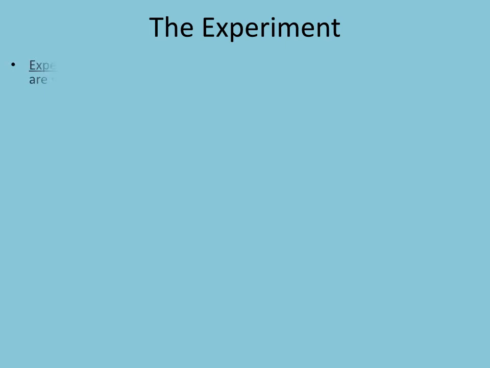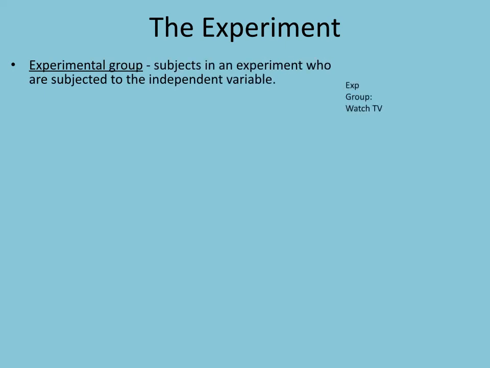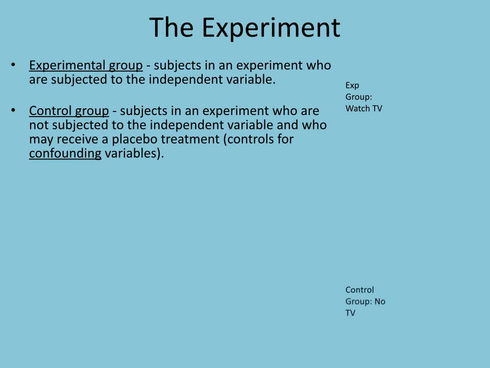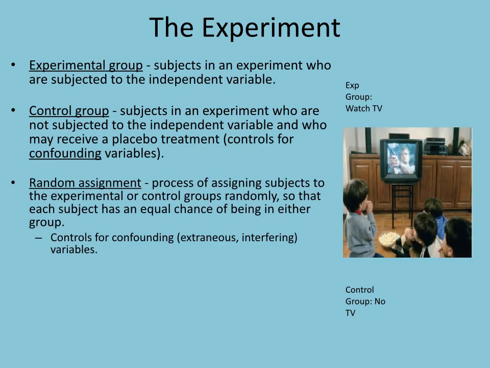Now, when we talk about experiments, we have to talk about the experimental group. They are the subjects in the experiment who are subjected to the independent variable. So my experimental group would be my AP Psychology classes. My control group are the subjects in the experiment who are not subjected to the independent variable and who may receive a placebo treatment. I'm going to do a little experiment with you guys in class, and this will help clarify this for you easily. Now, when you think about random assignment, it's about making sure that you're not controlling who's in what group.